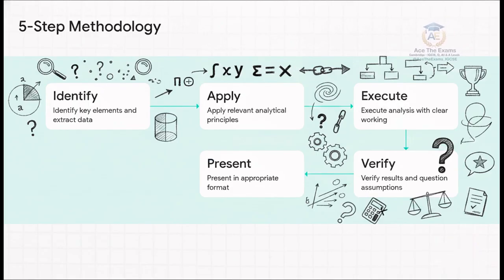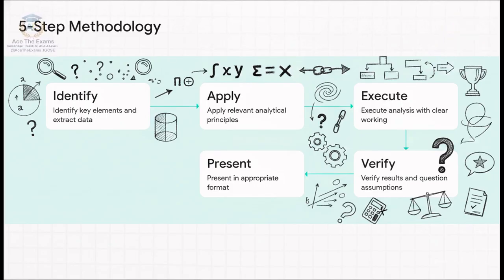Step 1. Identify key elements. Deconstruct the question immediately. If the prompt says a radius is increasing at 2 centimeters per second, stop right there and write down dr/dt equals 2. Extract the data instantly. Step 2. Apply relevant principles. Select your analytical framework. Ask yourself, do I need the surface area of a cylinder formula right now?